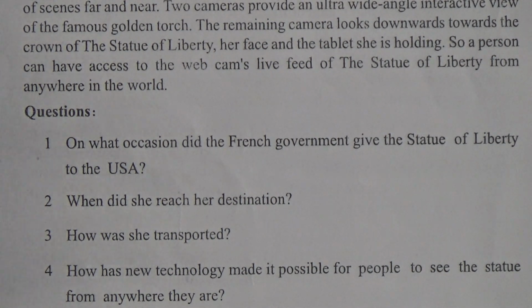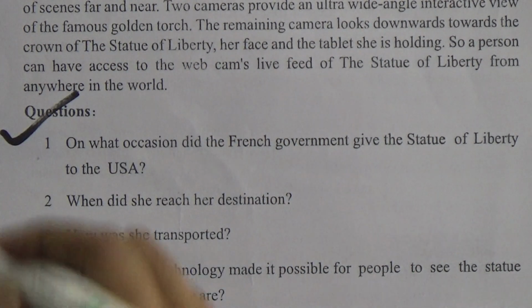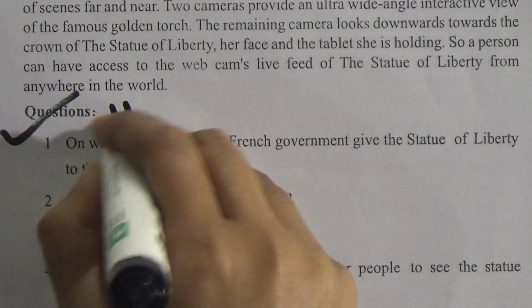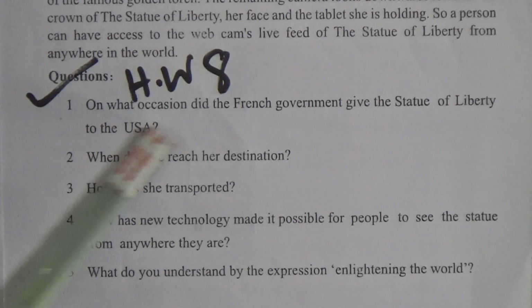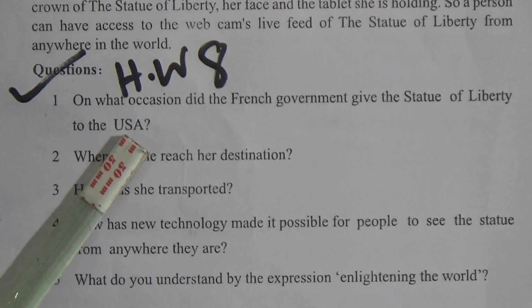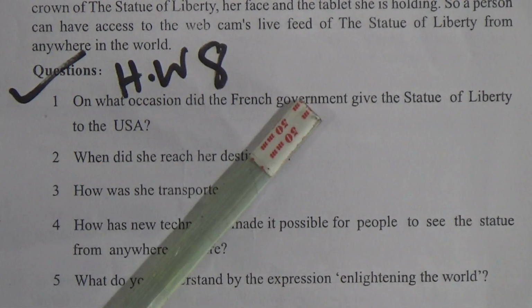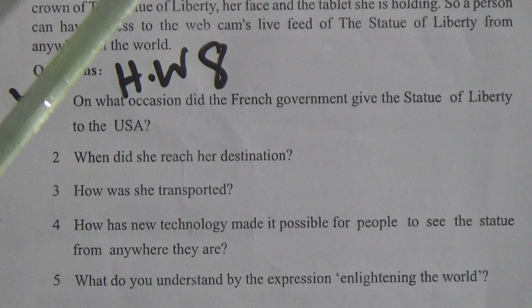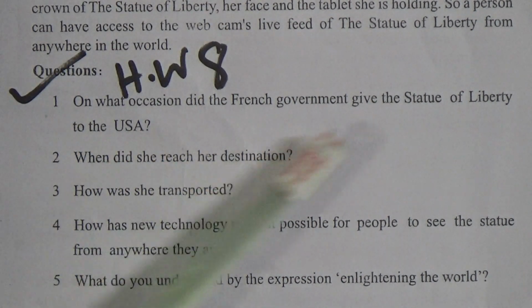Now look, there are some questions, you will do them as your homework. Okay, so it will be your HW8. Now look, on what occasion did the French government give the Statue of Liberty to the USA? Number 1. So on what occasion? Do you know? Yes, at first all of you will go through the passage and then you will write your answer.